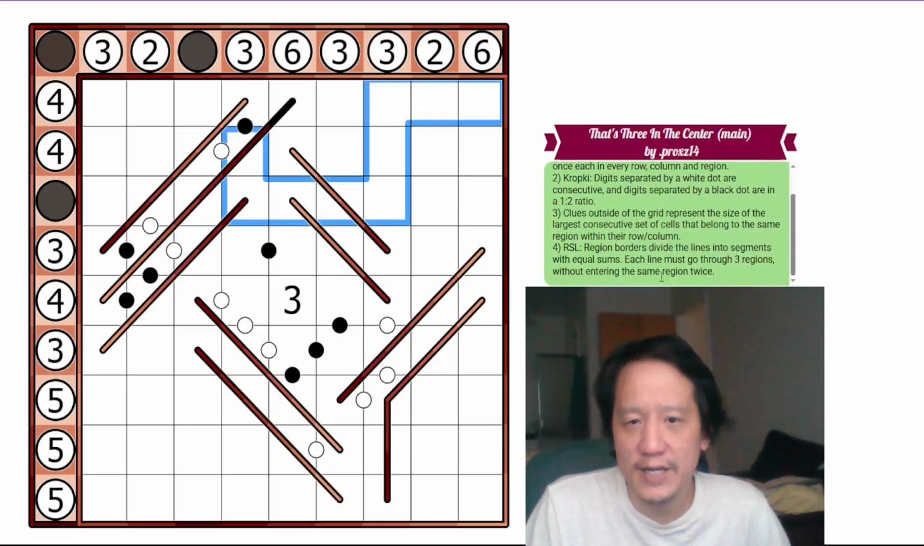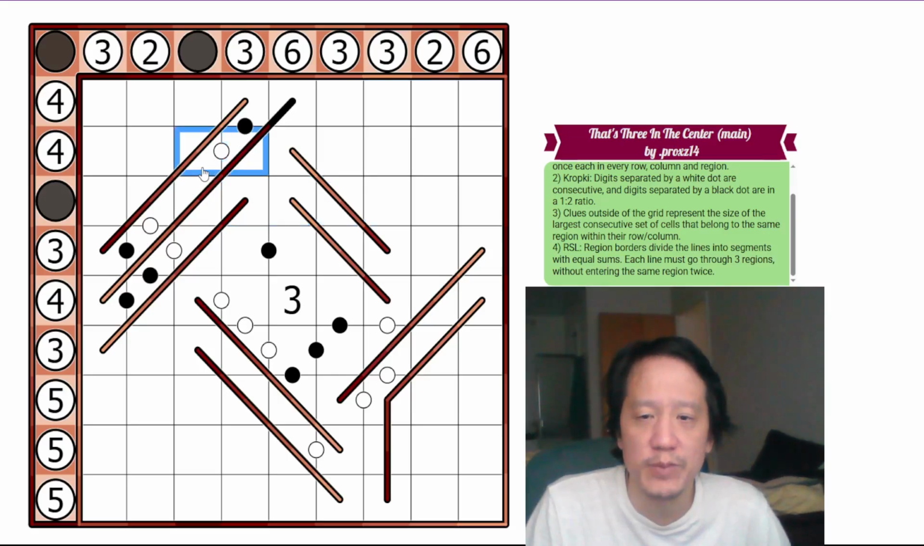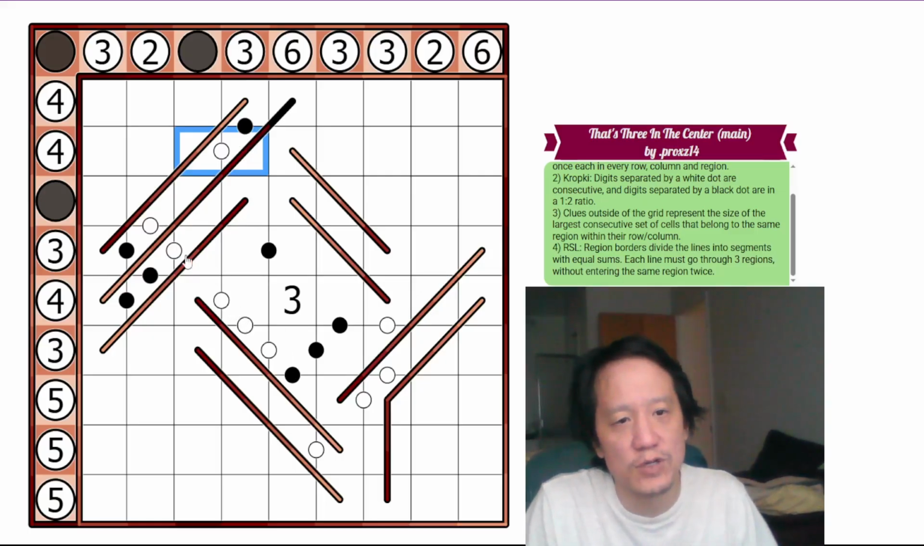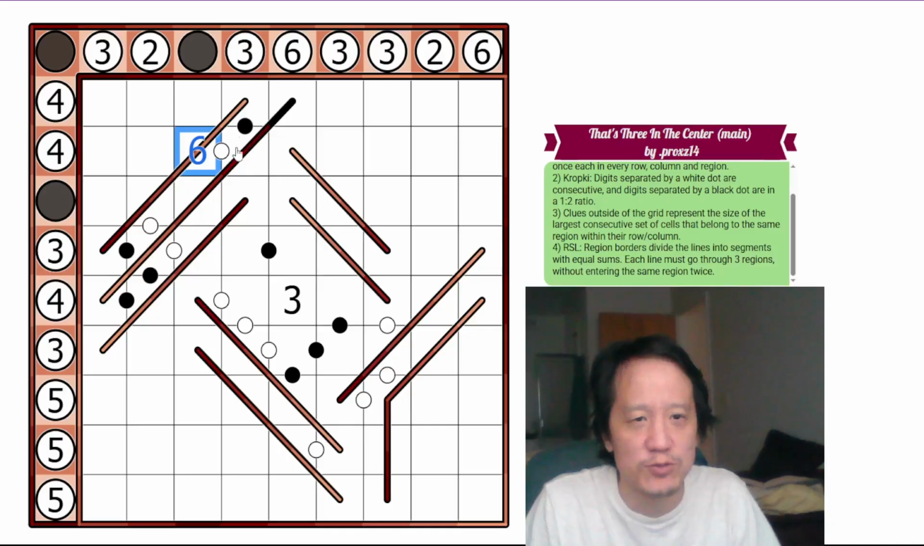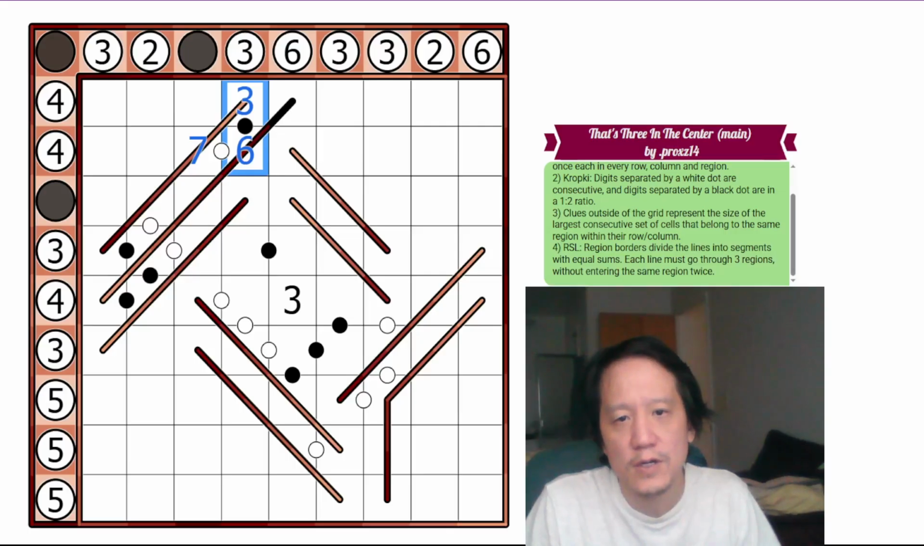We have crop key dots, where digits separated by a white dot are consecutive, and digits separated by a black dot are in a 1:2 ratio. So, for example, if this digit were a 6, this has to be 5 or 7, and this to be consecutive, and this would have to be a 3 to maintain the 1:2 ratio between them. And that's an example of how crop key dots work.